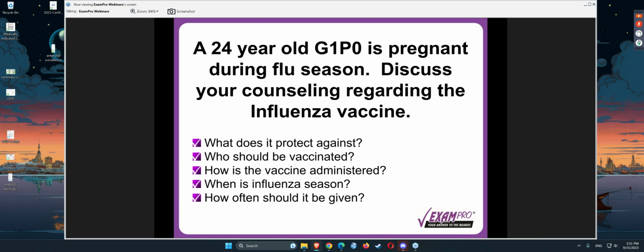So, okay. We already talked about how often should it be given, and what was the answer to that? Annually. Perfect. I agree, annually. I'm going to ask you one more question that's not on here. If you have a patient who is 65 or older, will she get the same vaccine that you give to your 20-year-old pregnant patient?